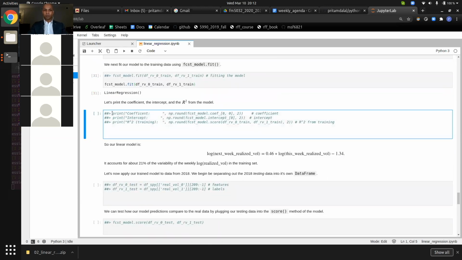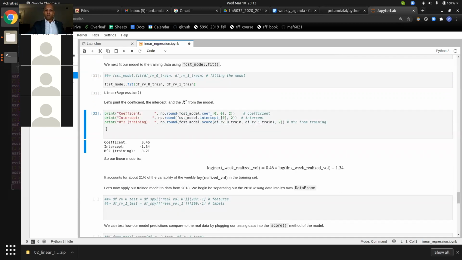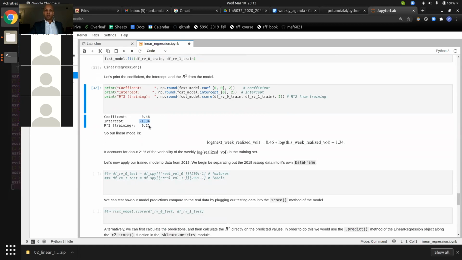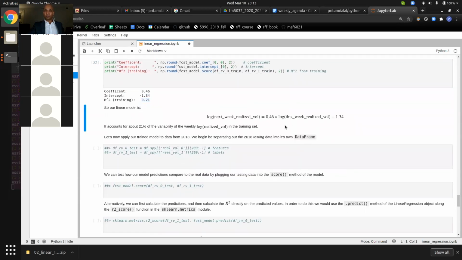And I'm not going to have us type all this out. So let's print the coefficient, the intercept, and the R squared of the model. Cool. So here's our coefficient. Here's our intercept. And the training R squared is 0.21. That's all summarized. Here's the resulting linear equation. So now we're going to take this model and apply it to our data from 2018.